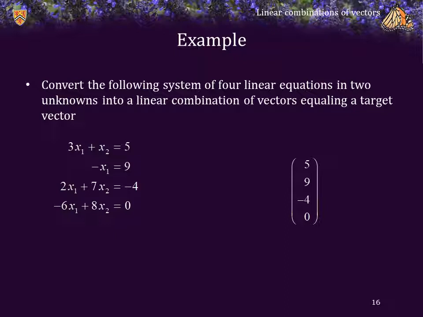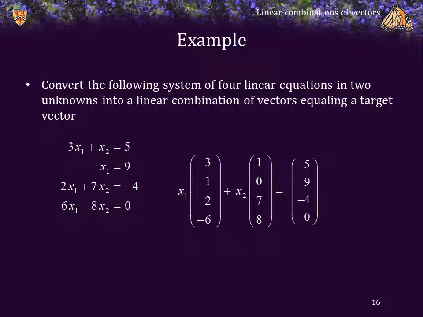Now, if we look at the multipliers of x2, in the first equation it's 1, in the second equation it's 0, third equation it's 7, and fourth equation it's 8. So essentially we're multiplying the vector 1, 0, 7, 8 by x2. And the coefficients of x1 are 3, negative 1, 2, negative 6, yielding the following. So here we now see that the question is whether or not a linear combination of the first two vectors could possibly ever equal the target vector.